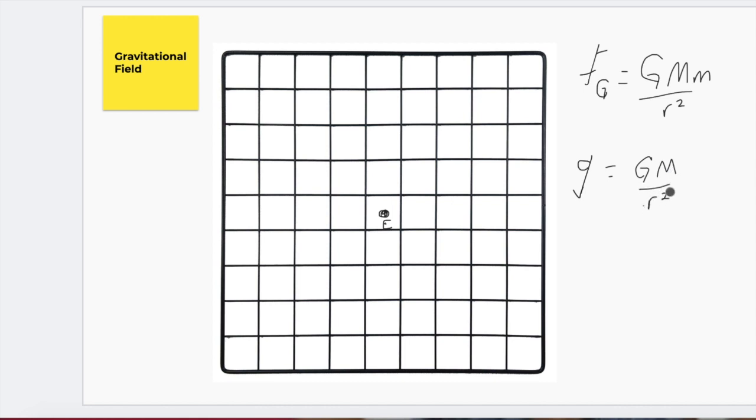In this case, little g represents the gravitational field strength. At the surface of the Earth, we know what this is: 9.80 meters per second squared, or newtons per kilogram if you prefer. But in outer space, which is what this is representing, this r squared value becomes a lot larger. If this is to some kind of scale the size of the Earth, then this might be several Earth radii by the time you get to here.